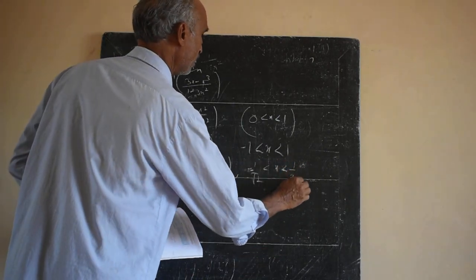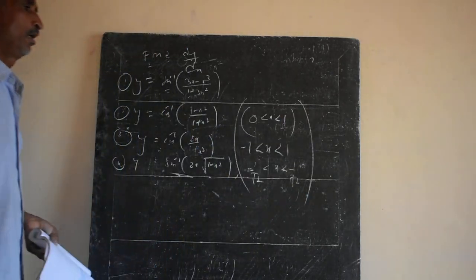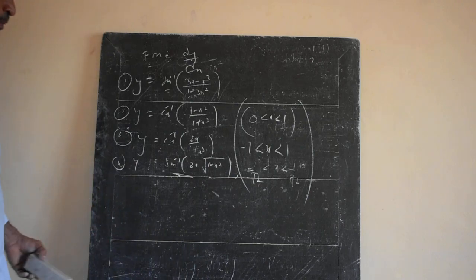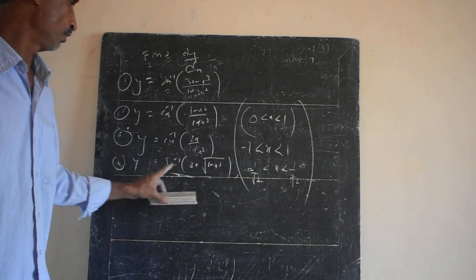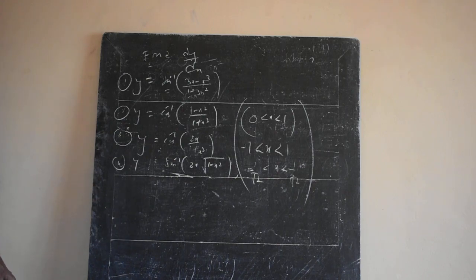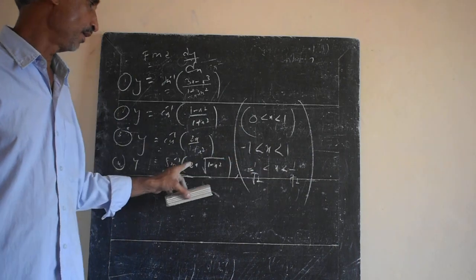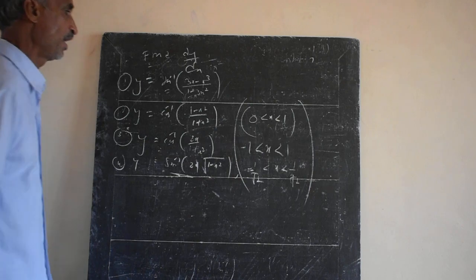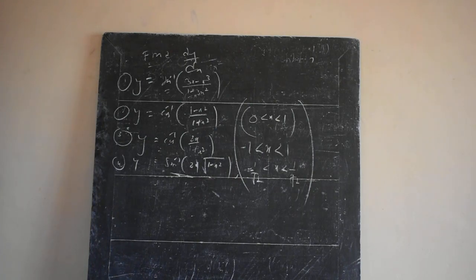Okay, these are the ranges of x. If x lies between these values, then only these functions are valid, otherwise these functions are invalid. For other values of x, y equals to sin inverse of 2x into root of 1 minus x square will not be a function. Okay, so let us take one by one.